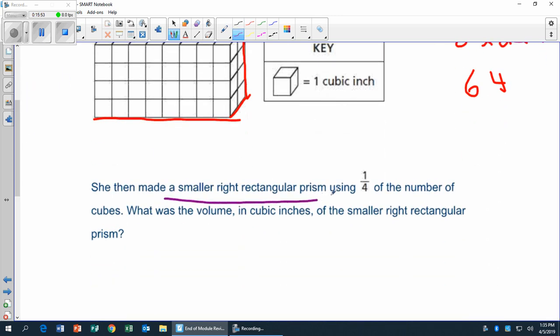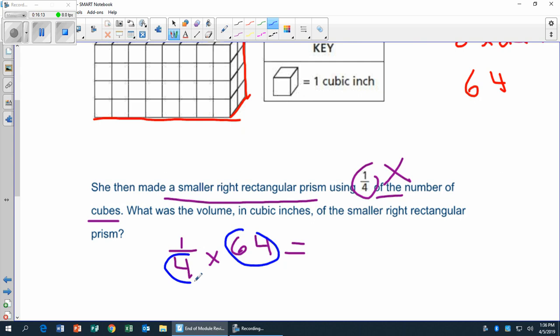She makes a smaller prism using 1/4 of the number of cubes. Of tells me to multiply. So we're going to find 1/4 of 64. And when we find 1/4 of 64, we can do it two ways. I can say 64 divided by 4 times 1, or I can multiply straight across. And when I solve it, I get 16. And we are working in cubic inches, so it would be inches cubed.